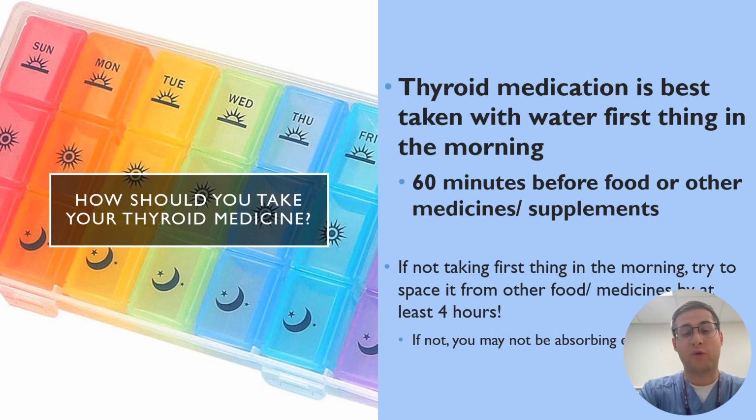How to take thyroid hormone is very important. Thyroid medication is best taken with water first thing in the morning, 60 minutes before food or other medicines or supplements. This is because thyroid hormone interacts with a lot of things, which prevent it from being absorbed and getting to where it needs to get.